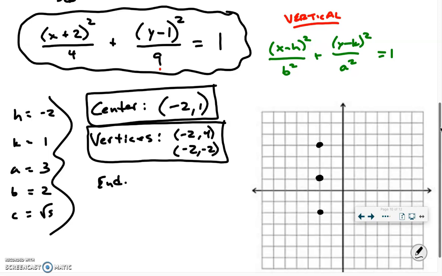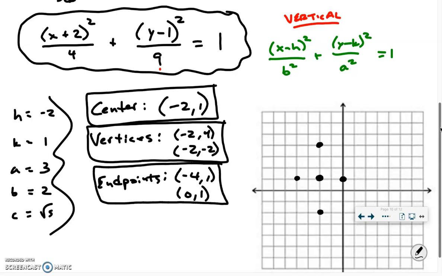Next up are the endpoints. So again, if my major axis is vertical, my minor axis, the endpoints, are going to be horizontal. So we're going to move b units to the left and to the right. So if b is 2, we're going to go left 2 from center. We're going to go right 2 from center. And those endpoints are going to be located, if I'm counting correctly, at (-4, 1) and at (0, 1). These are my endpoints. And at this moment, we could actually draw in a decent ellipse.